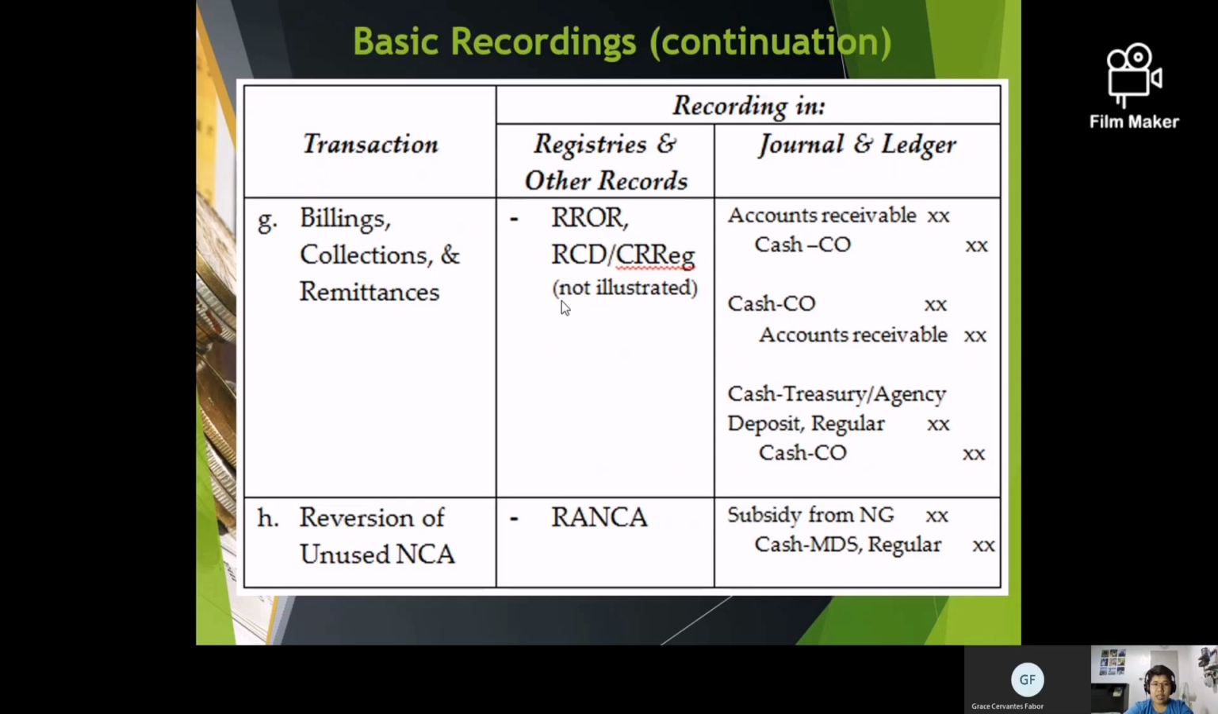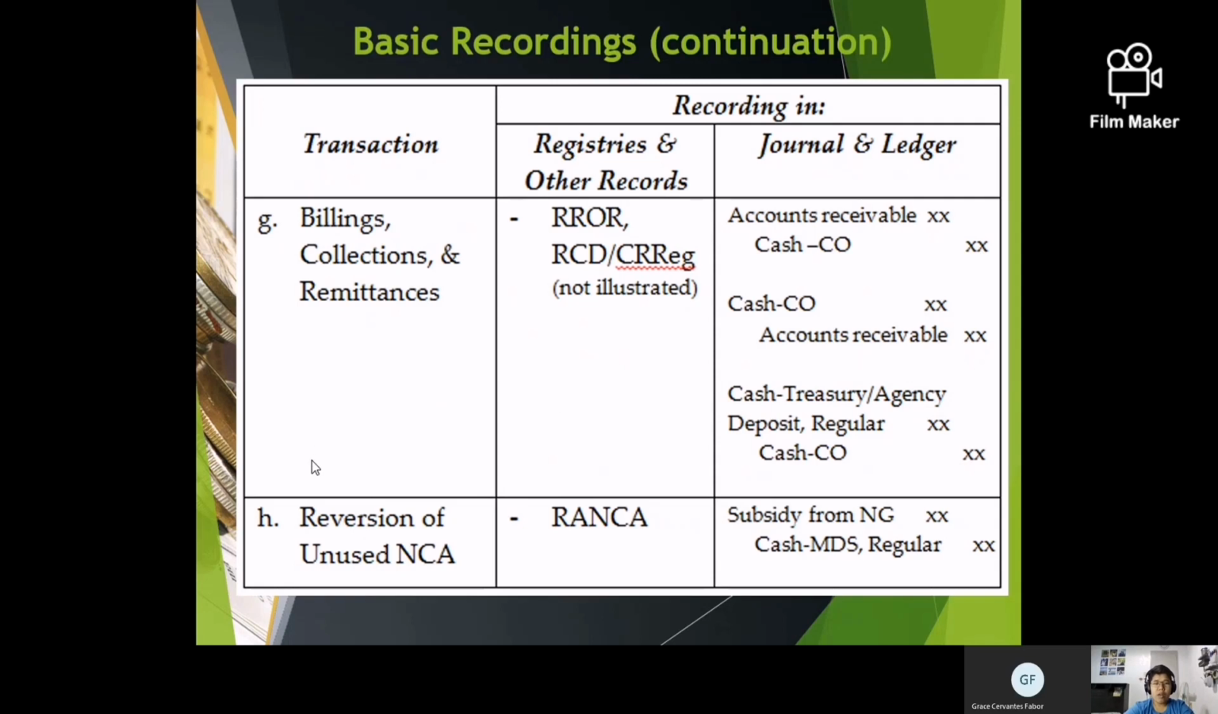Sorry, may mali dito sa ginawa ng author. Debit accounts receivable, credit income. Okay, income to, income, not cash collecting officer. Debit accounts receivable, credit income. Siyempre, nag-collect ka ng receivable: debit cash collecting officer, credit accounts receivable. And then, iniremit mo: debit cash treasury agency deposit regular, credit cash collecting officer.